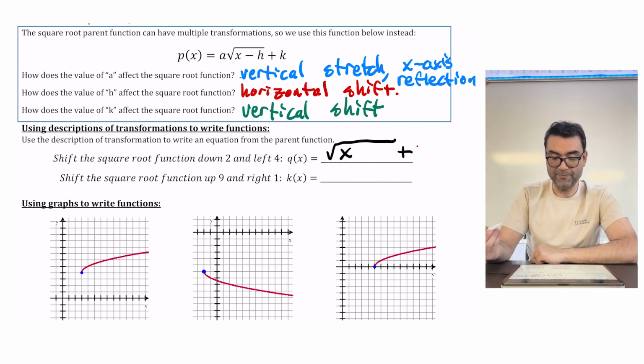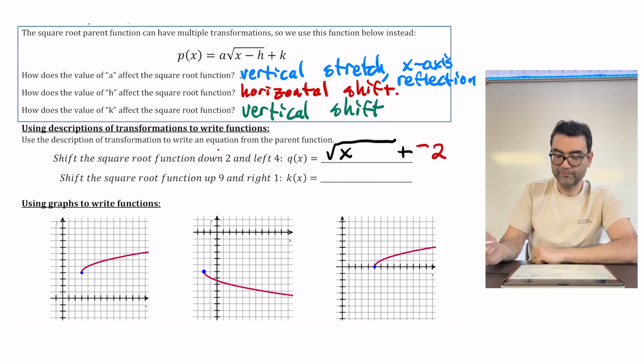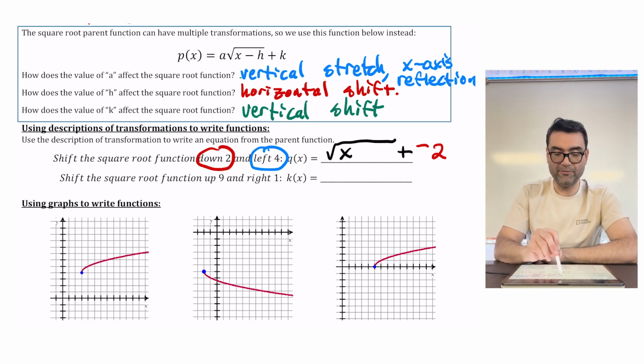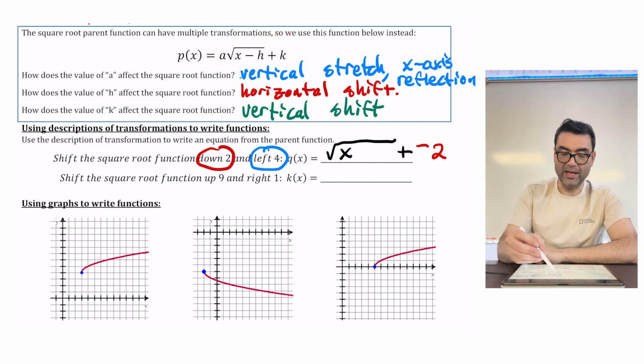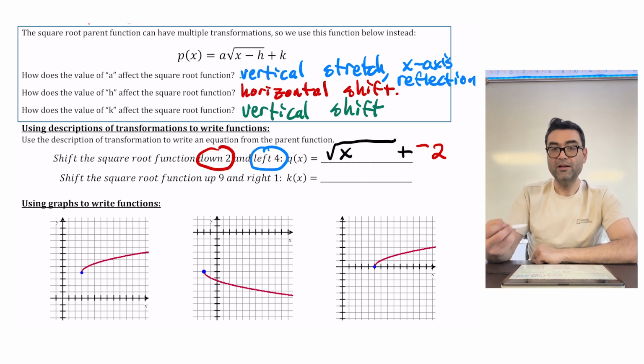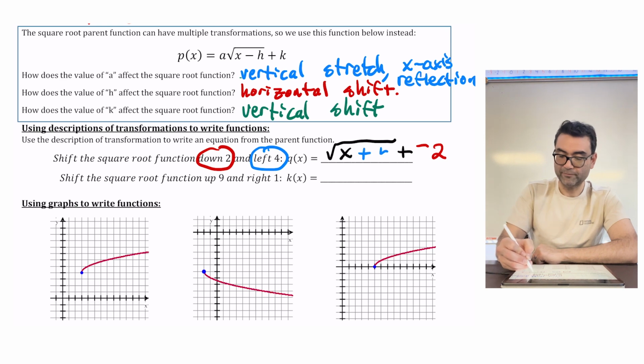So to move it down, that means we have to subtract a k value. So this would be -2, right? Down 2 would be adding a negative value. And to move it left 4, if you notice in the transformation function up here with the a square root of x minus h plus k, the h value is being subtracted because the horizontal shift is a negative of the actual coordinate where the function begins. So since it's left 4, which on the x-axis is -4, this would actually be +4.